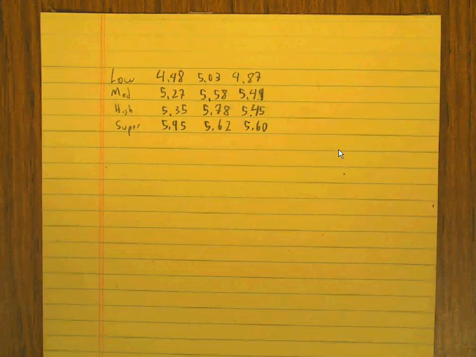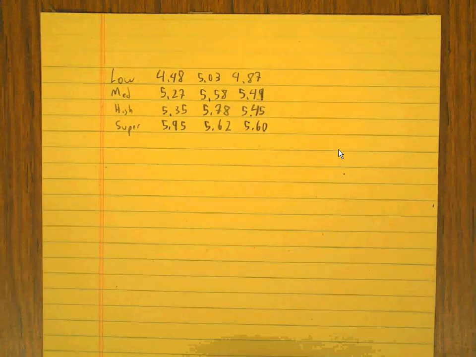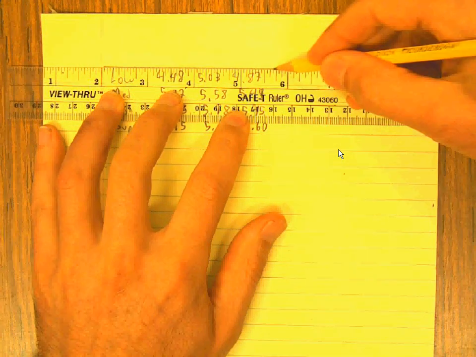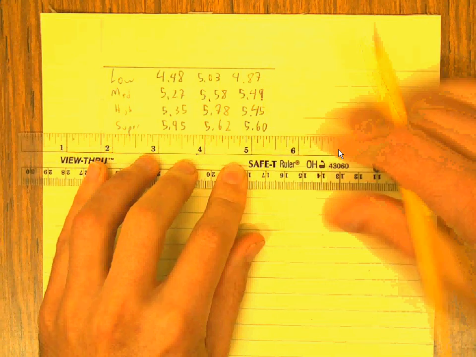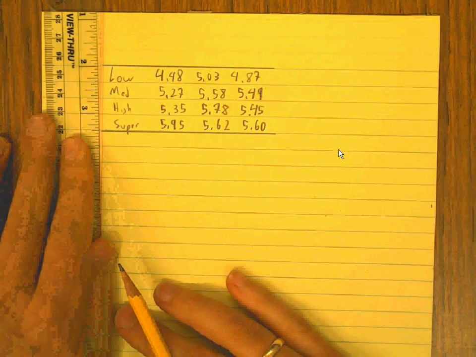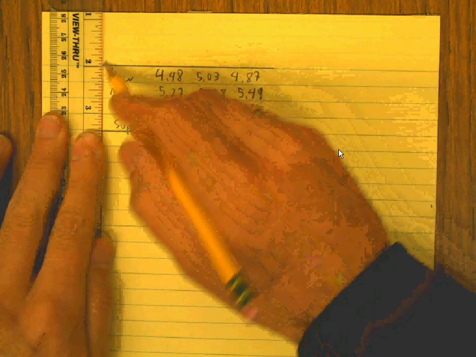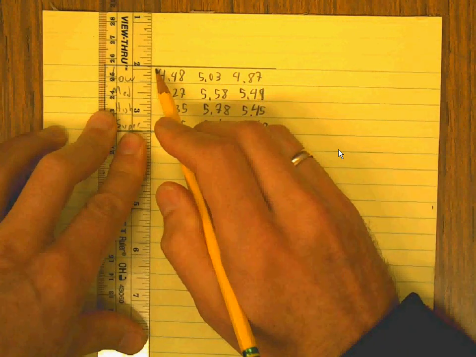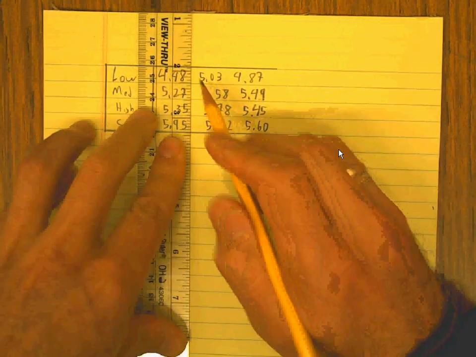Okay, in this video I'm going to show you how to do the calculations for the IB Rocket Lab. I just grabbed some students' data here, and I'm just going to make a data table. Tables have lines around them. You could do this in Excel if you wanted.